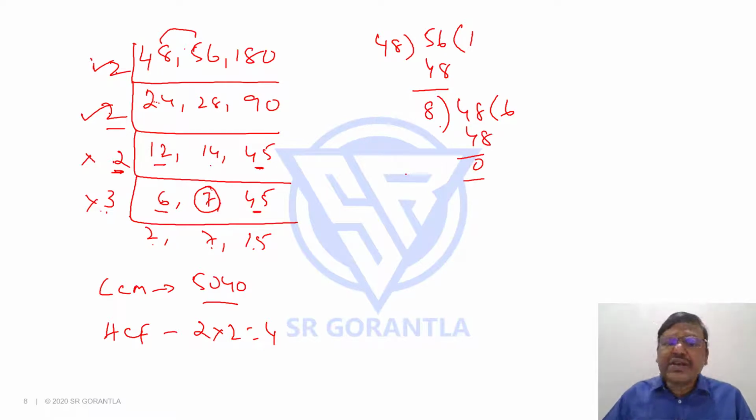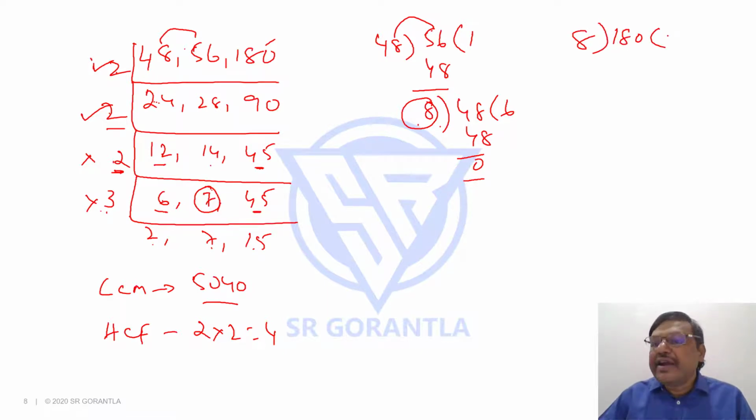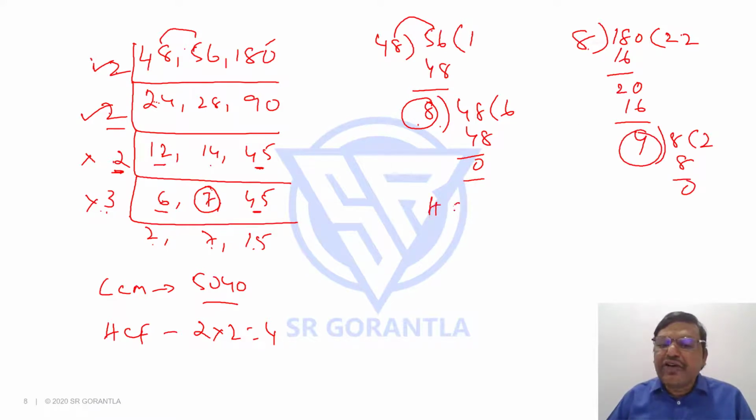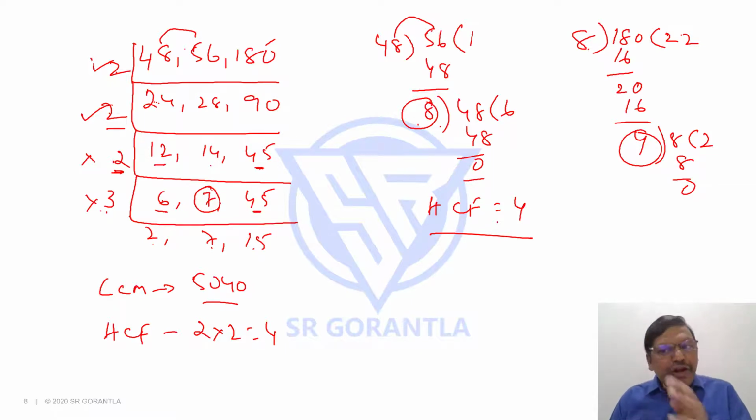Right, students. Once I get the remainder of 48 and 56 as 8, for this 8 and the third number 180, again I take the HCF. You can say 8 2s are 16, 8 20s are 160, remainder is 20, 8 2s are 16. What is the remainder? 4. With this 4 I should divide 8. 4 2s are 8, remainder is 0, which means now 4 is the HCF of all these three numbers. So this is how we find HCF. Right, students? So with the long division method or whatever factorization you have taken, take the common number.